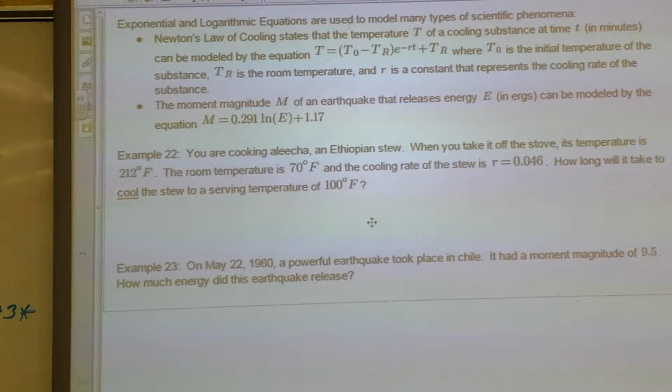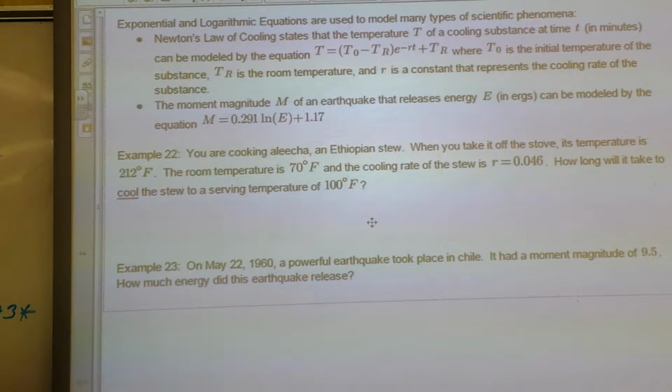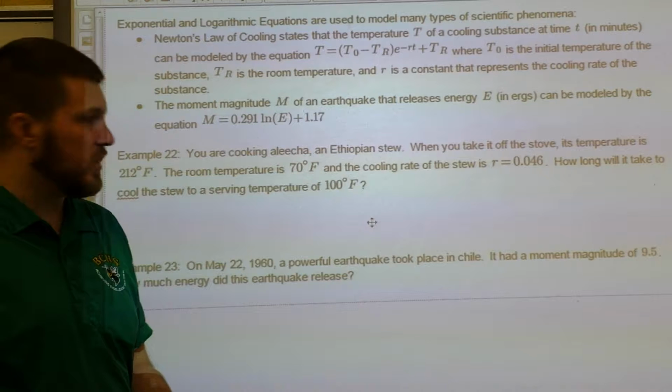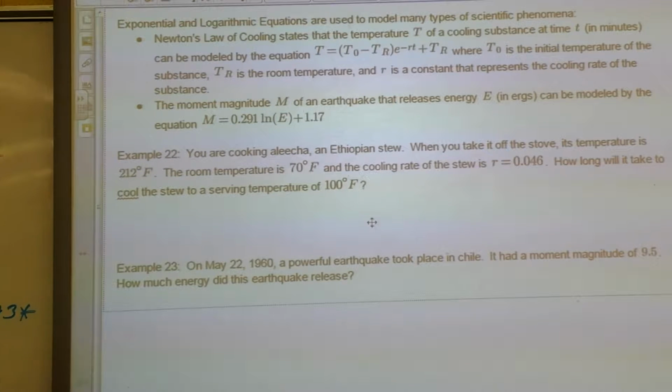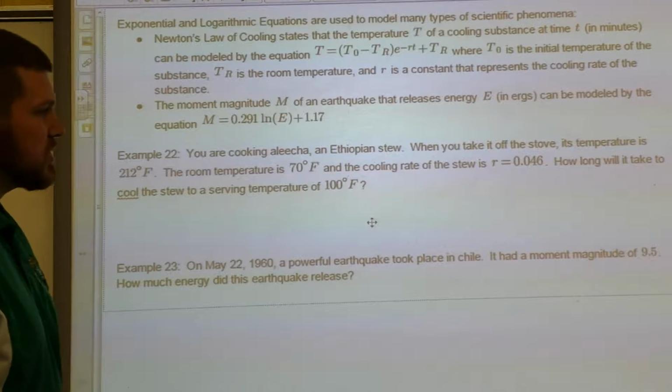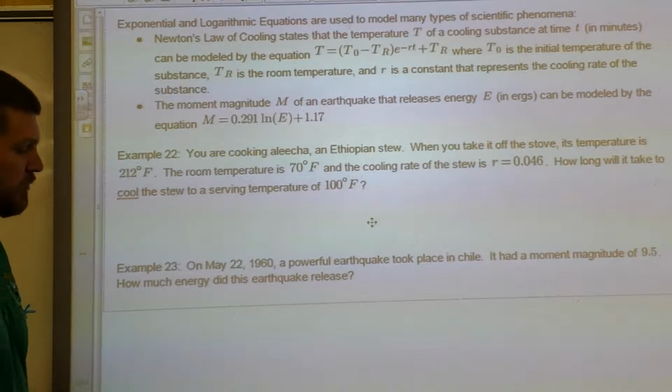We're cooking alicha, which is an Ethiopian stew. We're going to take it off the stove, and when we do, its temperature is 212 degrees Fahrenheit. Way too hot to eat, so we've got to let it cool off. The room temperature is 70 degrees, and the cooling rate for this particular stew is 0.046. We don't know how long it's going to take the stew to cool to a serving temperature of 100.